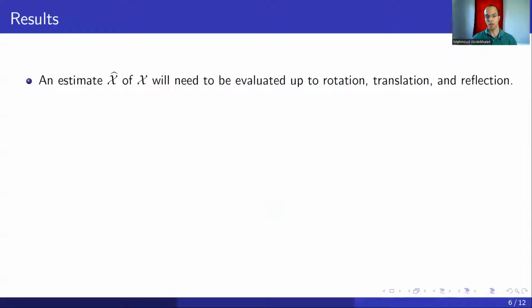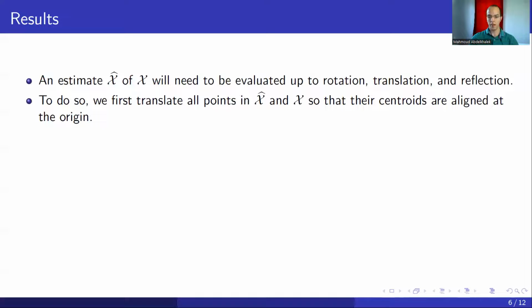Before I go into our results, I'll briefly describe how an estimate is evaluated. Because we're computing the error between edge lengths as our objective function, and because edge lengths are invariant to rotation, translation, and reflection, we'll need to evaluate our estimate up to rotation, translation, and reflection as well. I'll describe now how that's done.